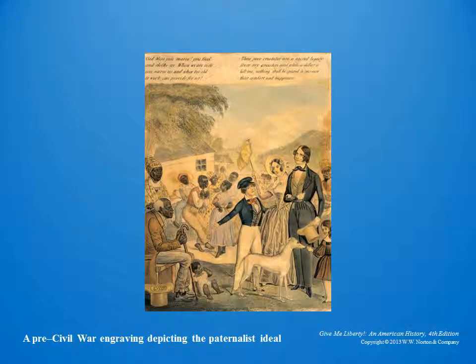You can see in this pre-Civil War engraving, it's depicting the paternalist ideal that we were talking about. The old slave in the foreground is saying, "God bless you, massa, you feed and clothe us, and when you're too old to work, you provide for us." The master replies, "These poor creatures are a sacred legacy from my ancestors, and while a dollar is left me, nothing shall be spared to increase their comfort and happiness."